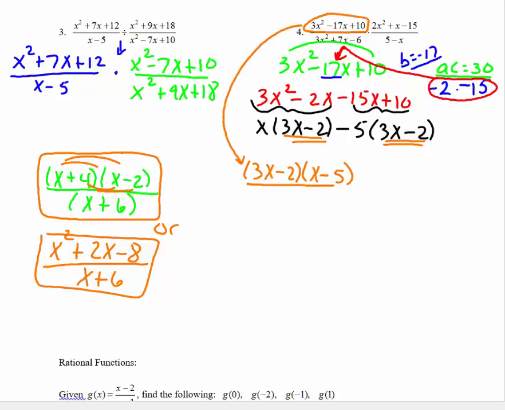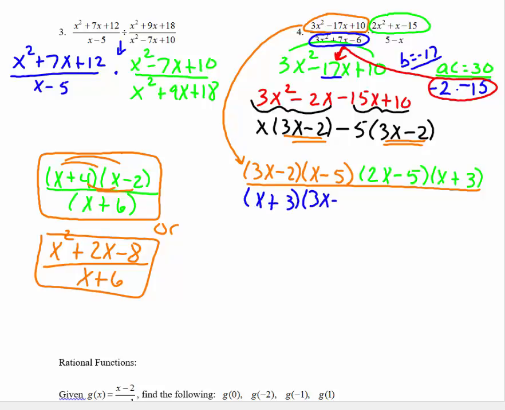So let's draw one long line. You're going to go ahead and do the AC method for 2x squared plus x minus 15. If you do the AC method there, you'll end up with 2x minus 5 times x plus 3. In the denominator, you're also going to have to do the AC method with 3x squared plus 7x minus 6, and that's going to factor into x plus 3 and 3x minus 2. With the last denominator, 5 minus x, we'll go ahead and write it as 5 minus x for now, but maybe that one's still going to be able to be canceled.